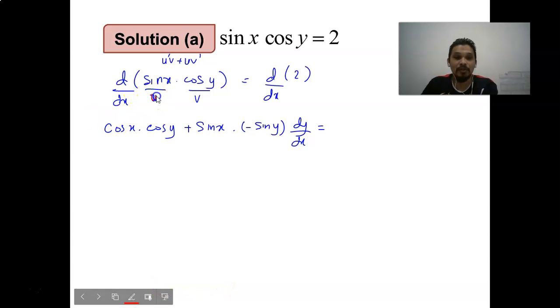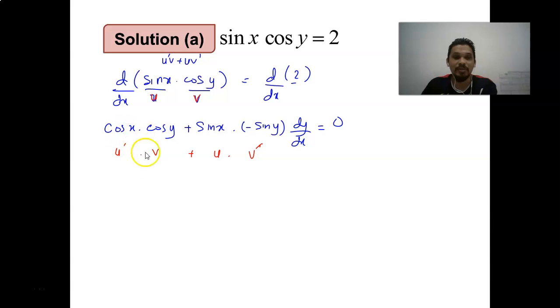So this is our u and this is our v. So this we simplified as u prime dot v plus u dot v prime. Okay, so the derivative of cos y is negative sine y times dy/dx, and the derivative of 2 with respect to x, a constant, equals 0.